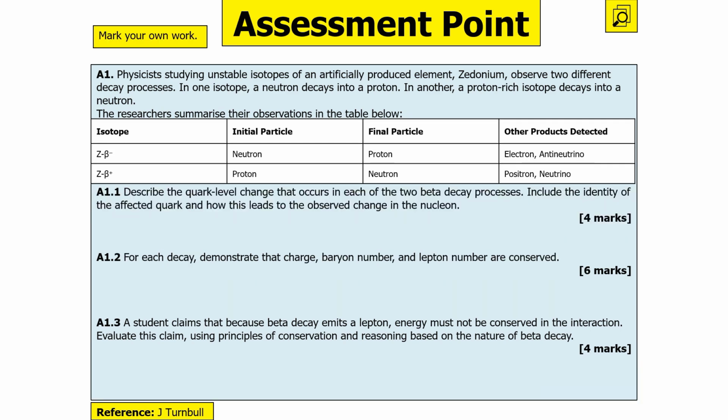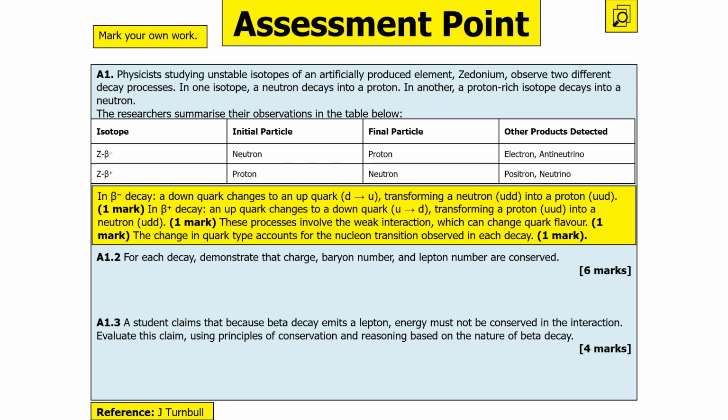Well, in this first one, in the beta minus decay, a down quark changes to an up quark, transforming a neutron into a proton. In beta plus decay, an up quark changes to a down quark, transforming a proton into a neutron. Now these processes must involve the weak interaction because there's leptons present and it changes the quark flavour. So the change in quark type accounts for the nucleon transition we observe in each decay.